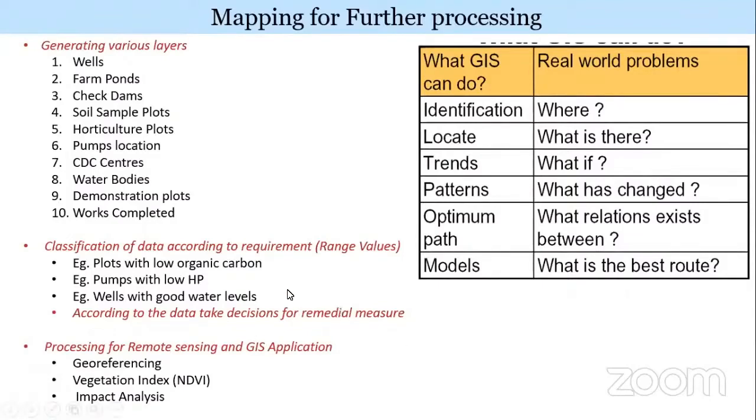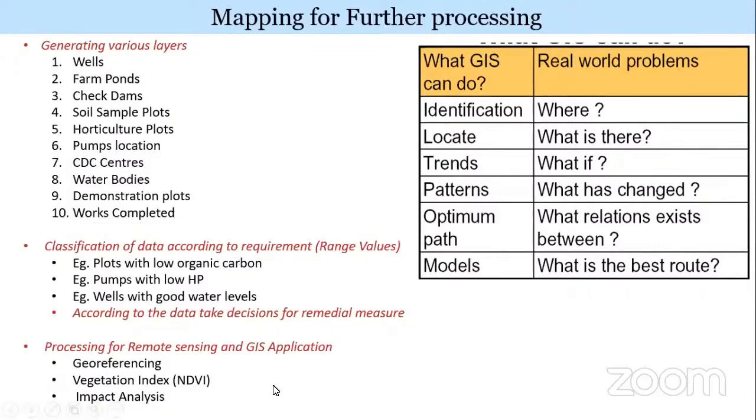And we can classify data according to requirements also. So if we want to present plots with low organic carbon, or pumps with low HP, a separate layer can be prepared by using GIS and all the geotagging information, and this can be analyzed further. And we can take decisions for remedial measures. So if there are plots with low organic carbon, we can focus on those plots only, and then decide what remedial measures should be taken. So all these decisions are being taken by using these geospatial tools.